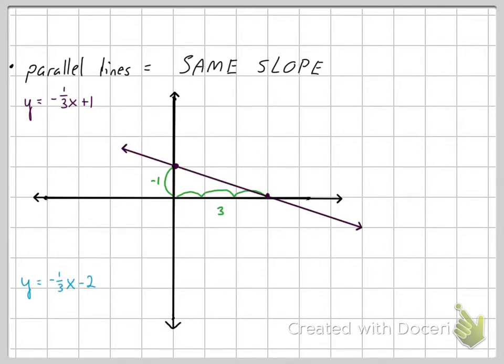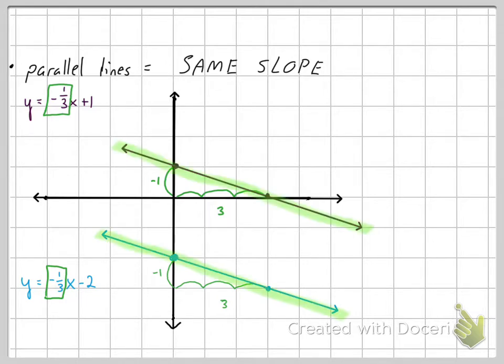Now let's say I also want to graph the line y equals negative 1/3 x minus 2. Before even graphing this, I could look at the fact that these have the same slope and know that they're going to be parallel, but let's just graph it anyway to see how that looks. Here, I have a y-intercept at negative 2, and I'm still going to go down 1 over 3. When I graph this, I can clearly see that these are parallel lines.